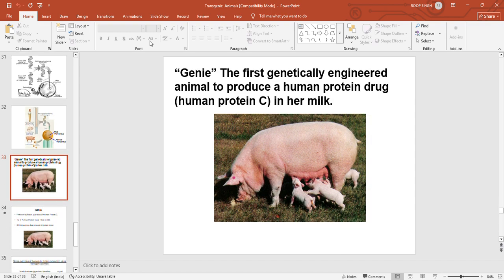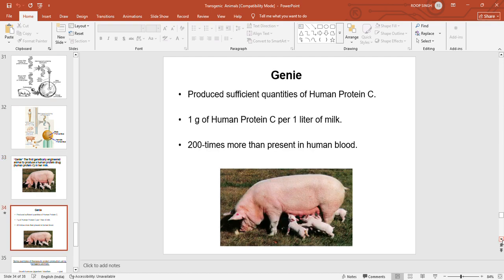So Genie was the first genetically engineered animal to produce a human protein drug, human protein C, in her milk. This is a transgenic pig which is making a large amount of human protein C in her milk. This transgenic pig, called Genie, produces 1 gram of human protein C per liter of milk. So you can imagine how much protein is there.